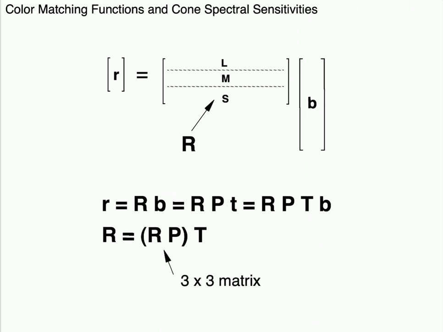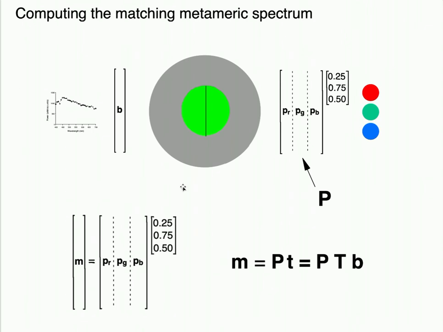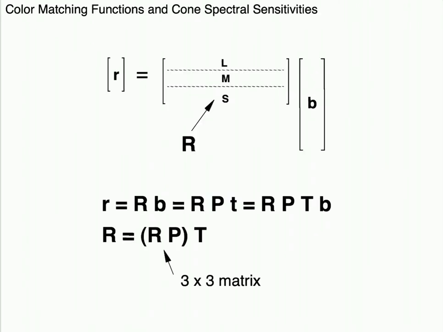But just so you can remember it, I'm going to zip back. There it is. The metamer is equal to P times T, where P is this matrix, T is the tristimulus values. So I've got R times P times T, that's the metamer, and R times B have to give me the cone excitations if my theory of color matching is correct and two lights match if they produce the same cone excitation rates.